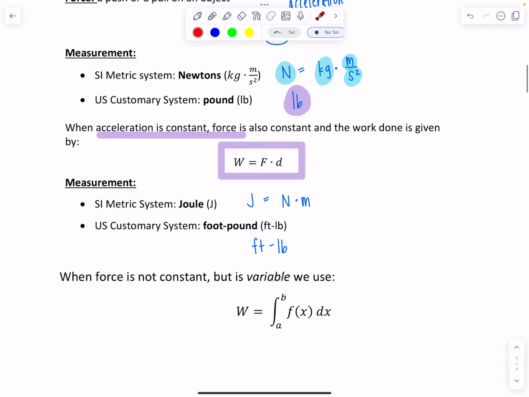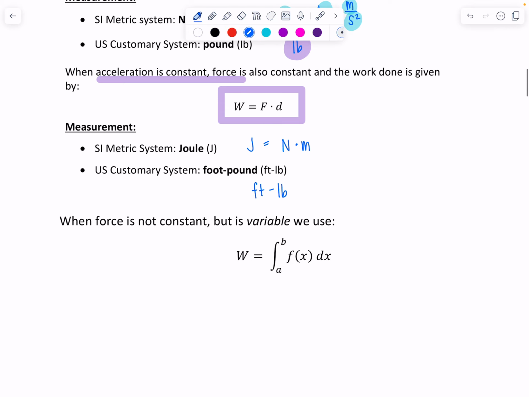When force is not constant but variable, then we use the following formula, which is a definite integral. So work is given by the integral from a to b of f of x dx. And what are a and b? Well, it's the location of the object. So this integral represents the work to move an object from A to B.